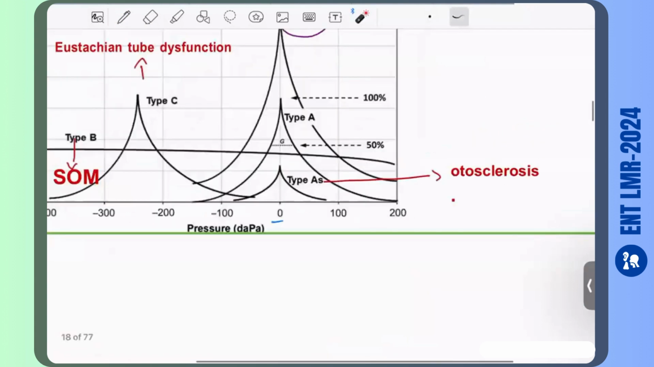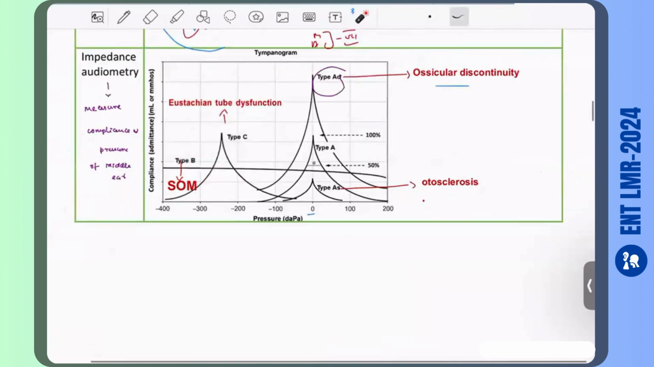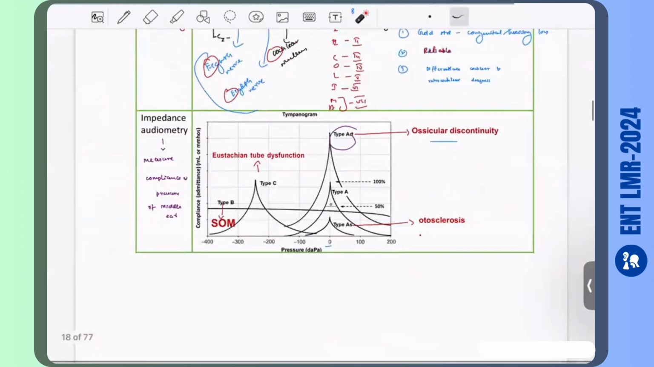If there is Eustachian tube dysfunction and the Eustachian tube gets closed, the middle ear has negative pressure. It is type C. Negative pressure leads to fluid accumulation inside the middle ear. So I have already told you it's serous otitis media. So very, very important tests: OAE, BERA and impedance audiometry. They may ask this.